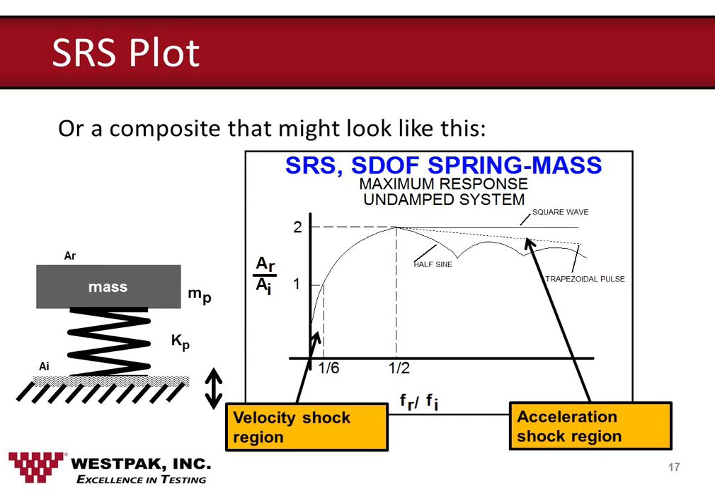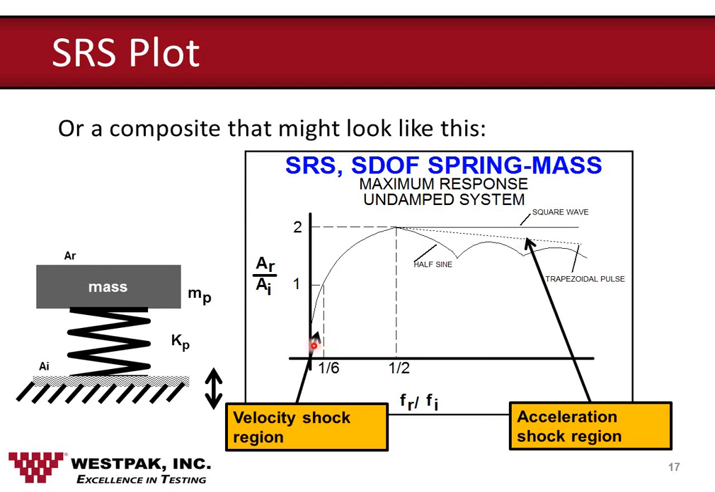If we combine all of these plots into one shock response spectrum plot, the theoretical one, we will get something that looks like this. Okay. In addition, we can see the velocity shock region here, in the lower left portion, while the remaining responses are in what we refer to as the acceleration region here.